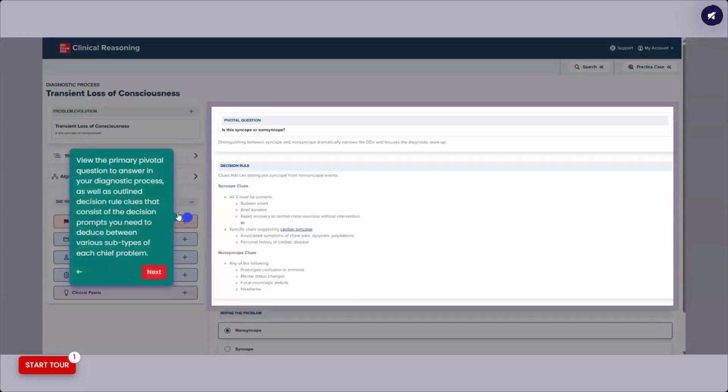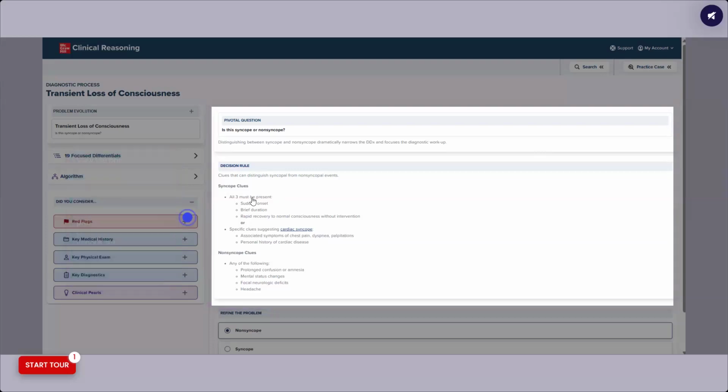We're also, again, looking at this side of the diagnostic process. So besides the pivotal question, which is whether this is syncope-related transient loss of consciousness or non-syncope related, we have the decision rule. So what are the clues that I want to look at to be able to make the decision whether it's a syncope or non-syncope?